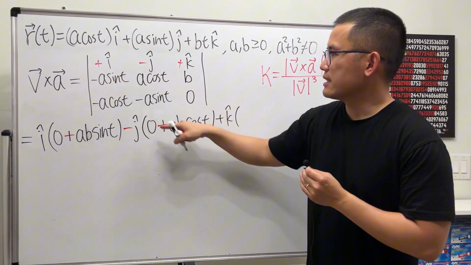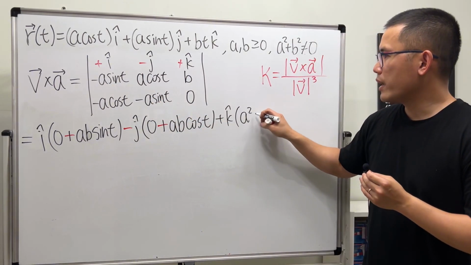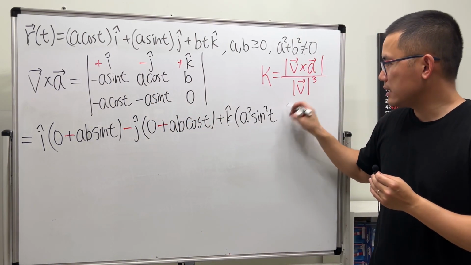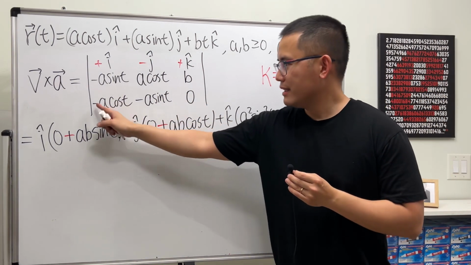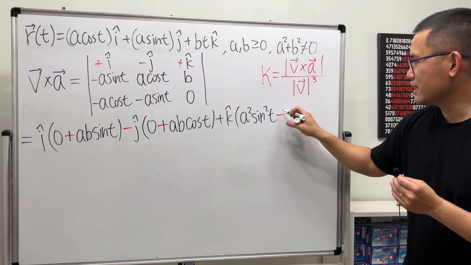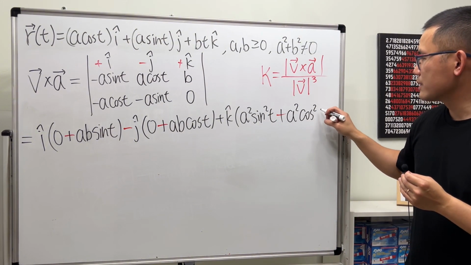Delete this, delete that. Take this times that. That will give us positive a squared sine squared t, and then subtract this times that. That's minus, so we will make this positive. And then we will have a squared cosine squared t.